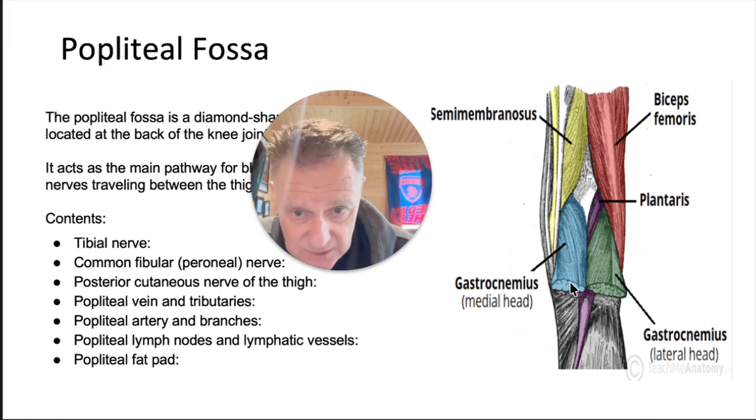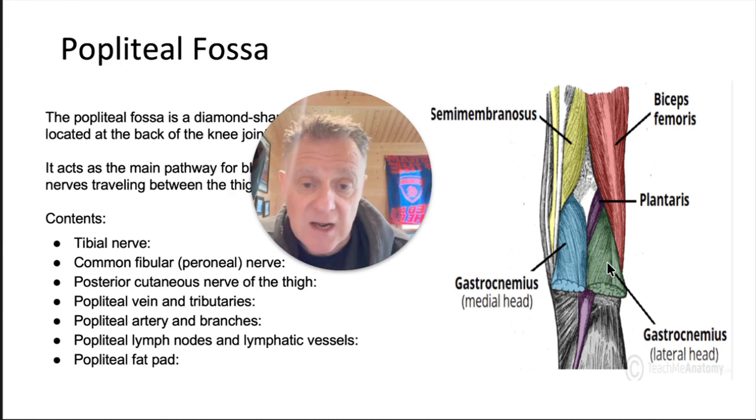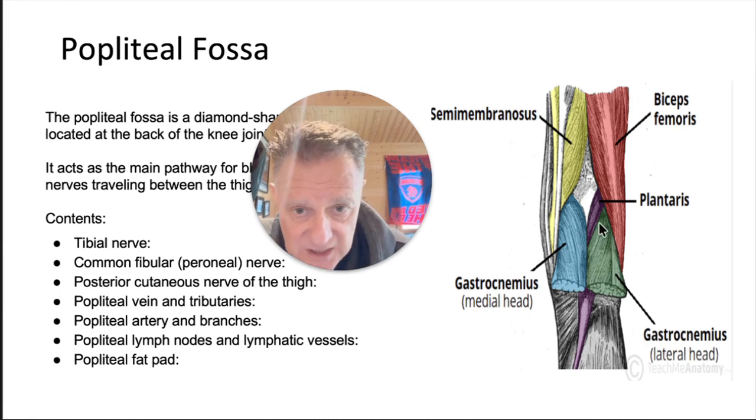Medially and distally is the medial head of gastrocnemius. Superiorly and laterally is the biceps femoris. And inferiorly and laterally is the lateral head of gastrocnemius. Now, internal to that is plantaris. That creates what is known as a popliteal fossa. So you've got to remember those boundaries.